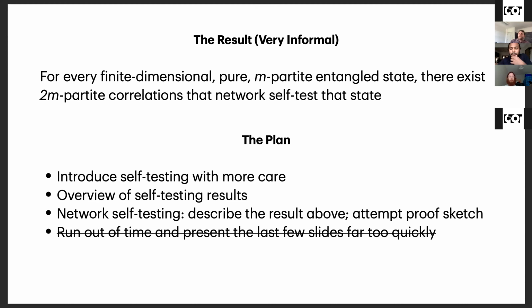Okay, so my plan in the next 15 minutes is to introduce self-testing with a bit more care, discuss some of the caveats, give a broad overview of the main results in self-testing. Naturally, I'll probably miss out some very key results, but I wanted to pinpoint some of the important results, especially ones that we're going to be using in this work. And then I want to get on to talking about network self-testing, more formally describe the result above about self-testing m-partite entangled states in a network of 2m parties. And I'm going to give a rough proof sketch, and hopefully I don't run out of time whilst giving this proof sketch.